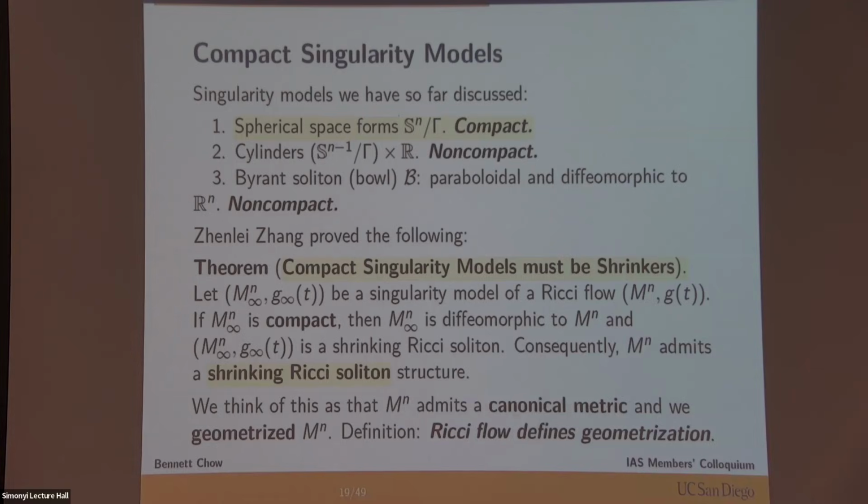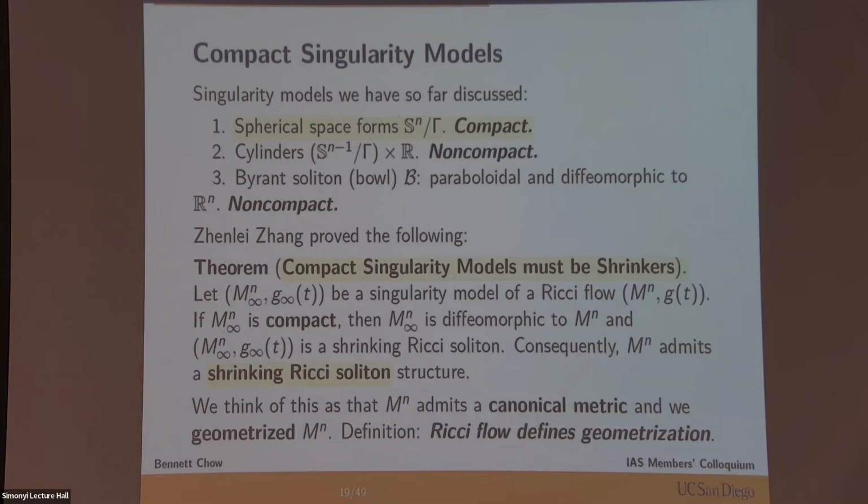so some sequence of dilations about points and times, and if that singularity model is compact, then, of course, from the Cheeger-Gromov convergence, it must be diffeomorphic to the original manifold, but the singularity model actually must admit a shrinking Ricci soliton structure. So what does that mean? Think of it as a generalized Einstein metric with positive scalar curvature. So Ricci plus Hessian of f equals some positive constant times the metric. There is some function for which it satisfies that equation.